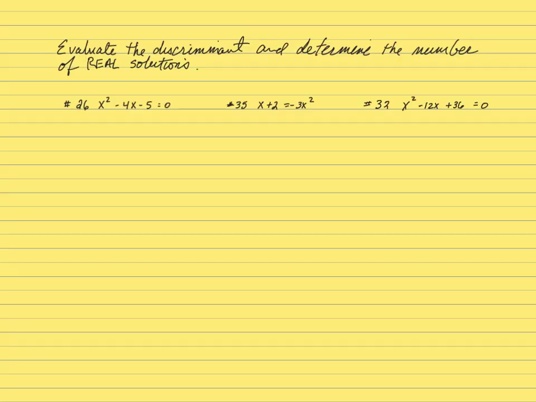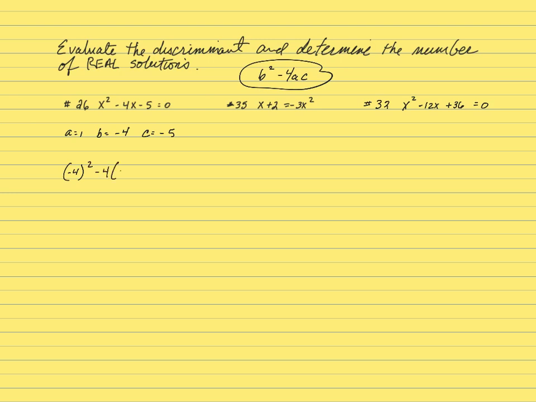Okay, so more examples here that I pulled out of the book. Number 26. In order to solve this, we are going to just evaluate the discriminant and determine the number of real solutions. So that's based on the value of our discriminant, which we covered in our notes. So my discriminant is b squared minus 4ac. Have to get my equation into standard form in order to find out what a, b, and c are.